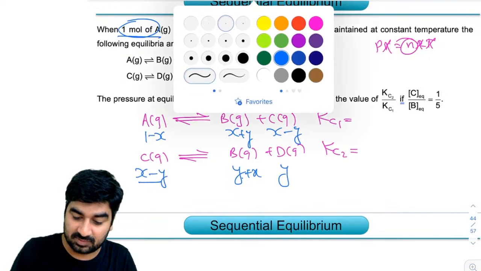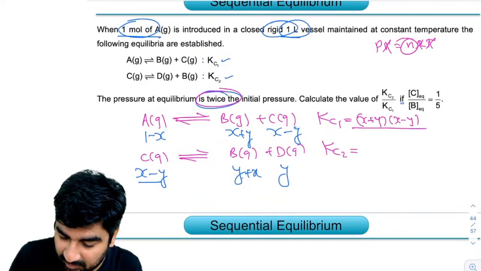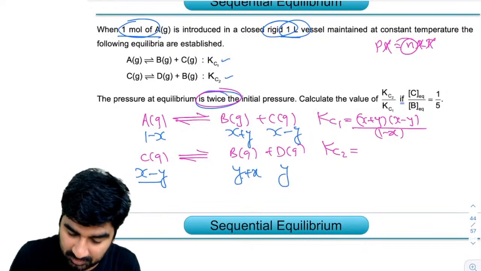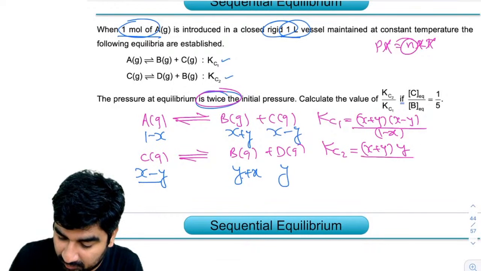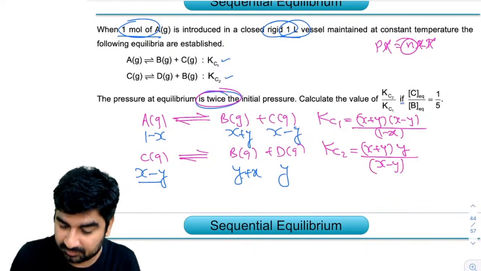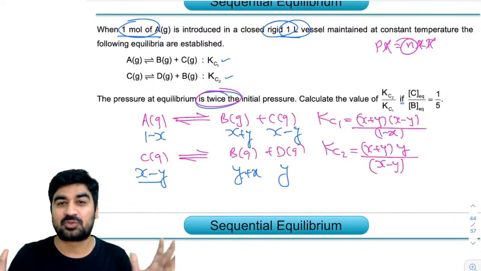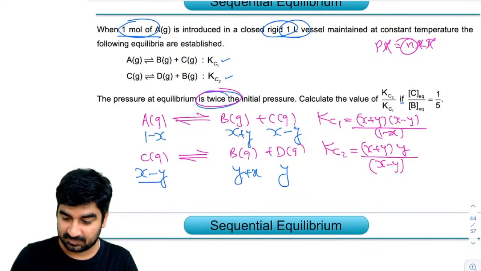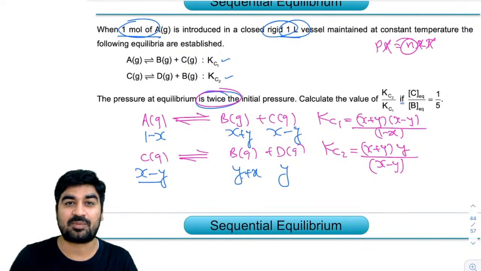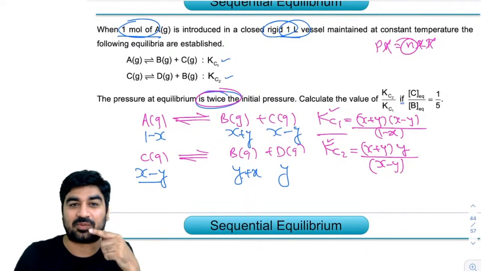So what will be the K_c1 here? It will be (x plus y)(x minus y) over (1 minus x), and K_c2 will be (x plus y) into y over (x minus y). Got it? So now there are three variables actually: x, y, and even K_c1 and K_c2 I don't know. And they want the ratio of these two. So how can we solve it?